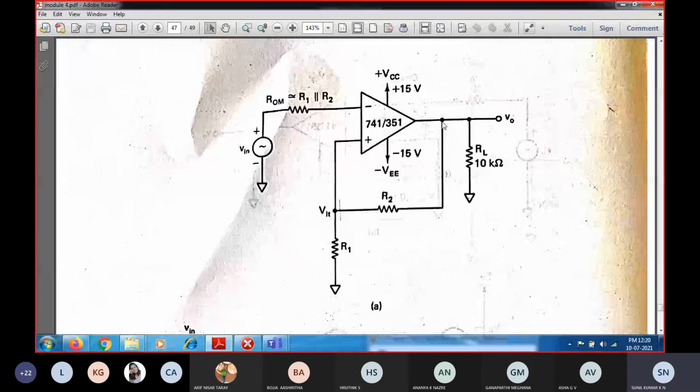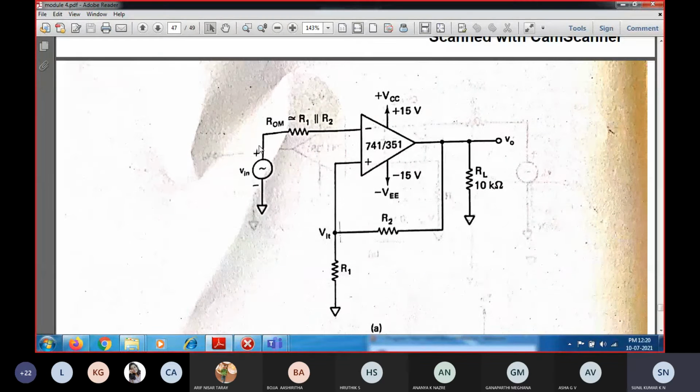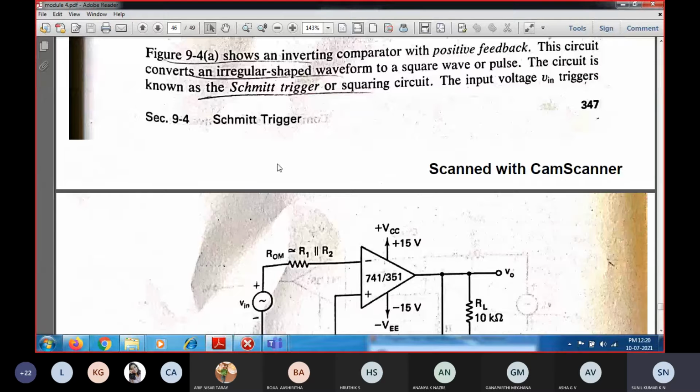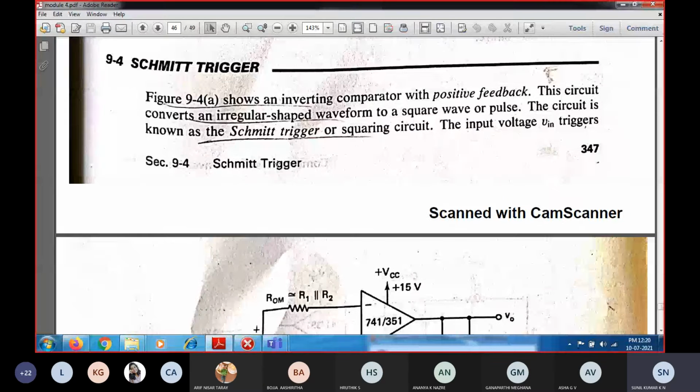The output and input are in the same phase, and in that we are going to see the Schmitt trigger application. This is the circuit of the inverting Schmitt trigger application. So this is an inverting comparator. The Schmitt trigger is not at all different, it is nothing but the same. Only thing is it is acting like a comparator only.